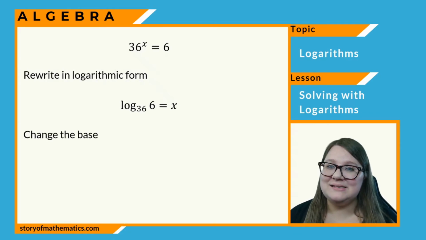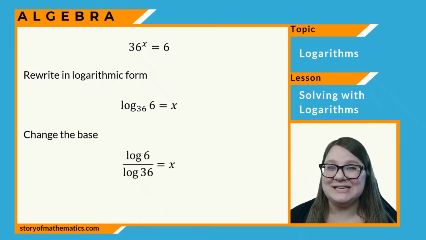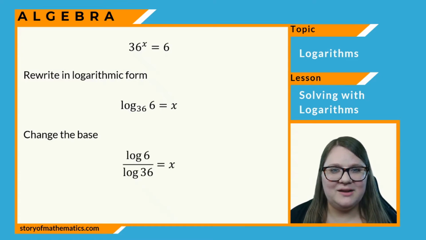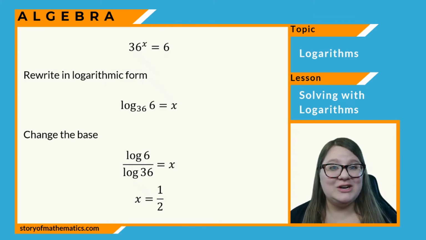Now I can change my base. So this becomes log of 6 divided by log of 36, which when you simplify that in your calculator tells you that x equals 1/2. Plugging that back into my original equation to check it, I have 36 to the 1/2, which is the square root of 36, equals 6.